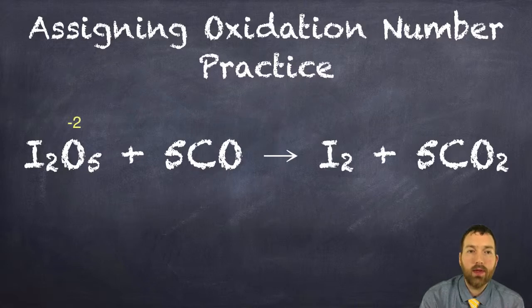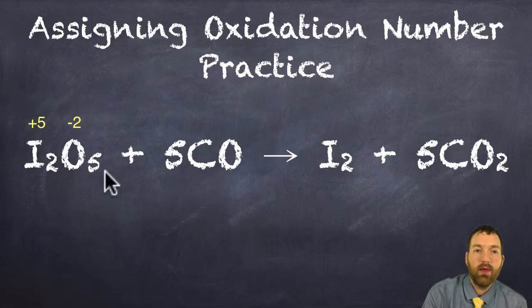So I have oxygen, and I'm going to put a -2 on this oxygen here. So that means this iodine must be a +5. So if I have 5 -2s, that's a -10 on the right. I need a +10 on the left because rule number 5 says the sum needs to equal 0. So 2 times 5 is 10. 5 times -2 is -10. 10 and -10 is 0.